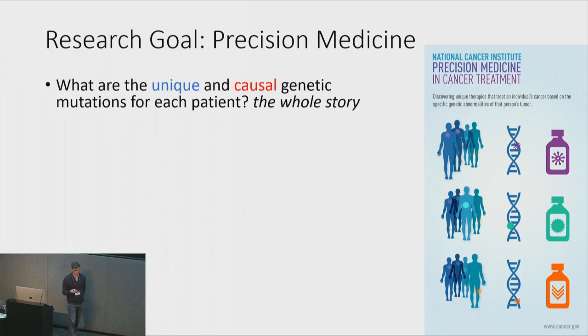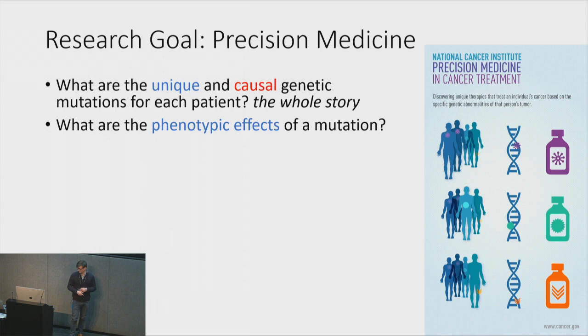In particular, we want to find all of the causal mechanisms so that we get the whole story for any patient. And then given that we know which mutations are causal, we want to know what are the downstream phenotypic effects of these mutations so that we can then intervene at some point with medicine.